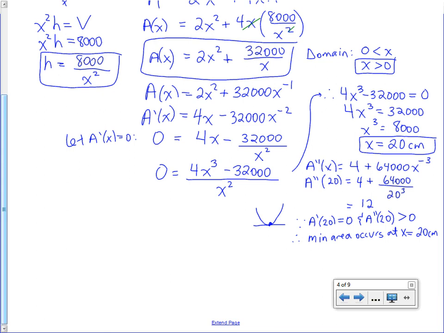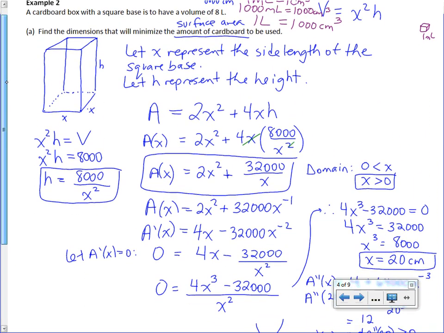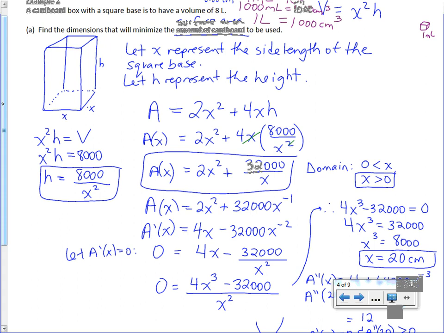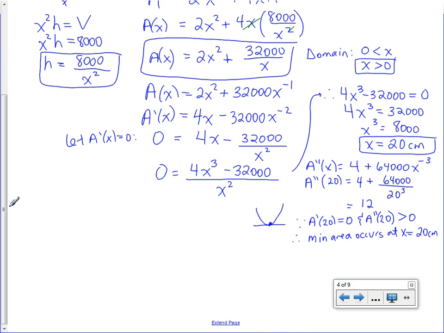Usually that leads us directly to our final conclusion. We might have to calculate one little thing. Find the dimensions that will minimize the amount of cardboard used. Dimensions again. So you have the x. What's the piece you need to state the dimensions? H. I have a formula right here to find the height, right? Height equals 8,000 over 20 squared. 8,000 divided by 400 is 20.